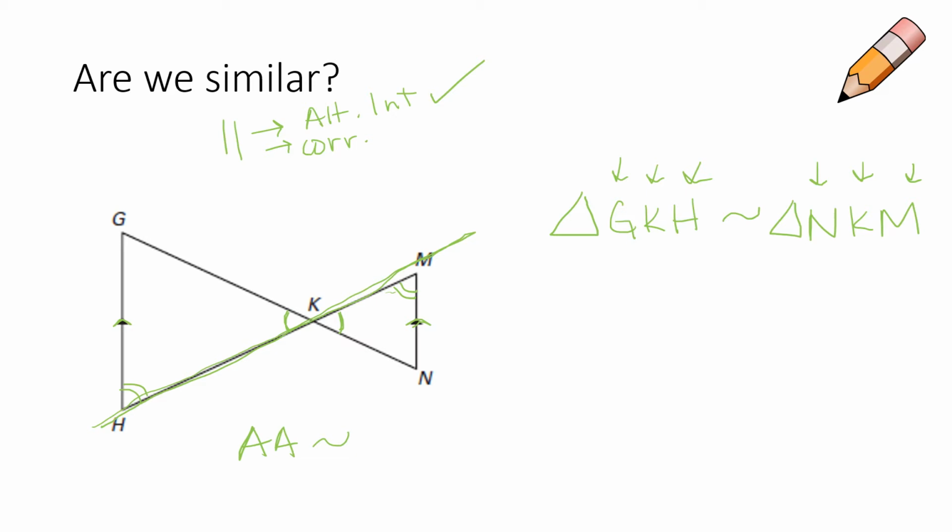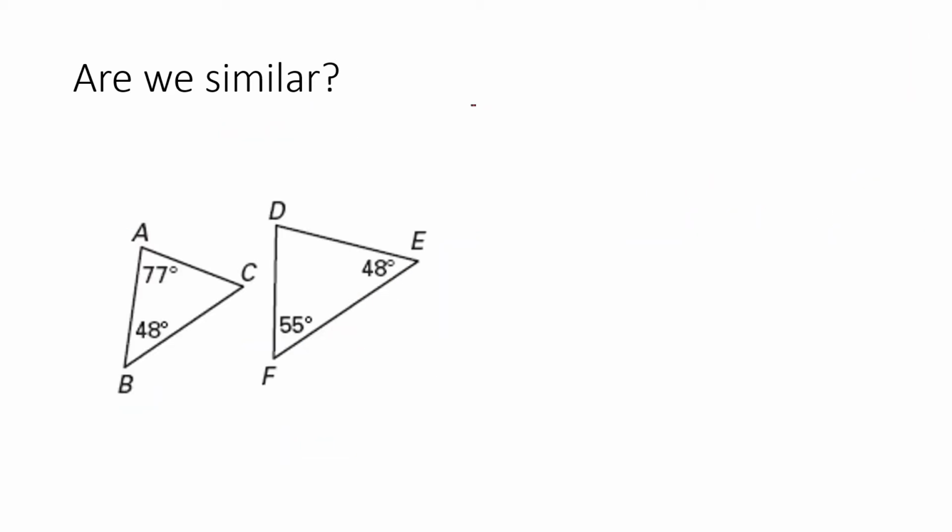So let's try another. In this next example, again, we're going to want to check to make sure that we have any information we can deduce. If you look at the angles that are given to us, it looks like angle B is going to be congruent to angle E. And then it looks like angle F is 55 and angle A is 77. So those two can't be congruent to each other because obviously they're different angle measures. But we could figure out the third angle in both triangles to figure out if we have other congruent angles.